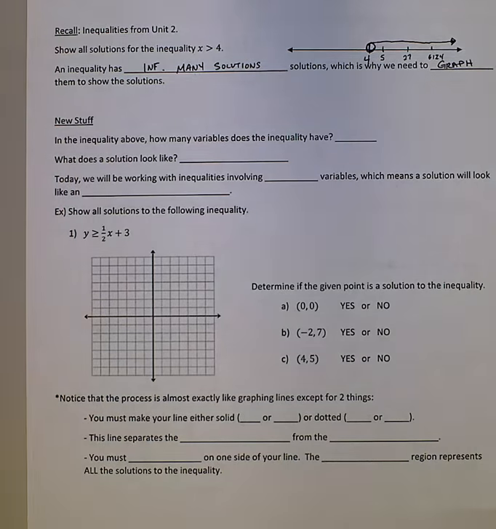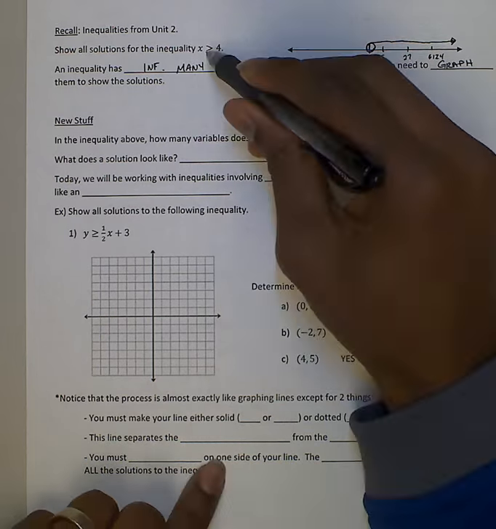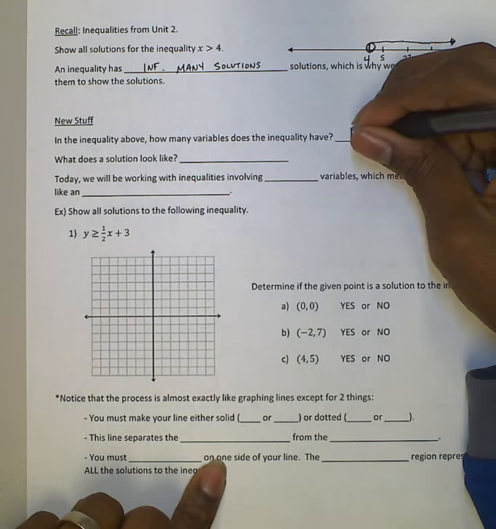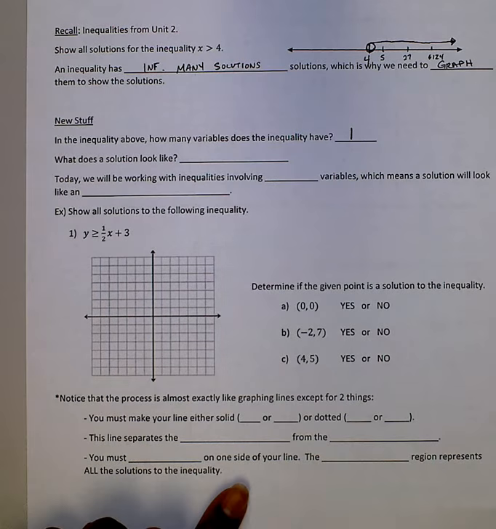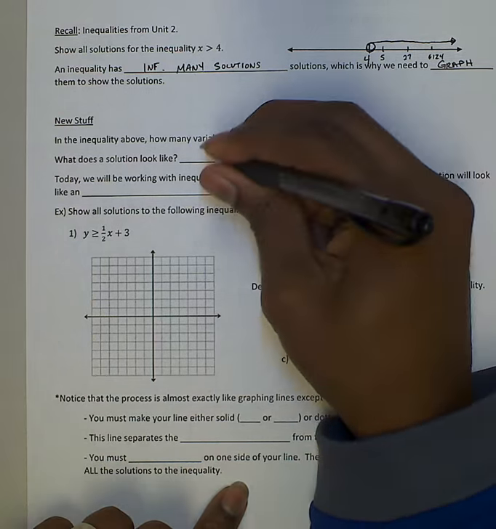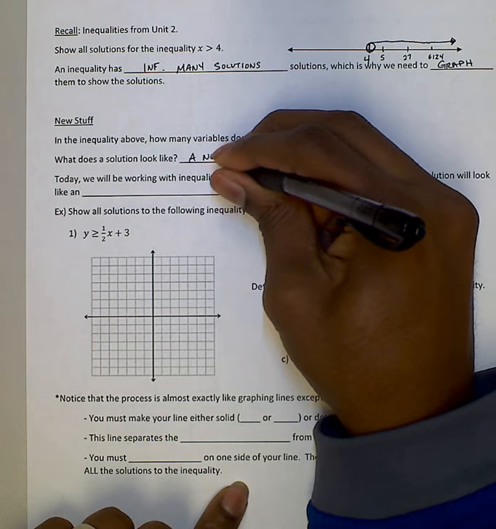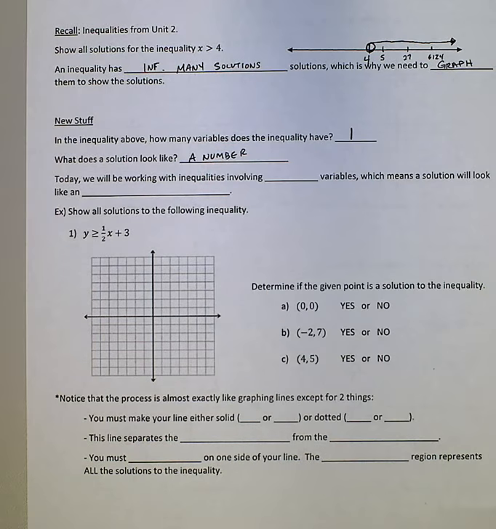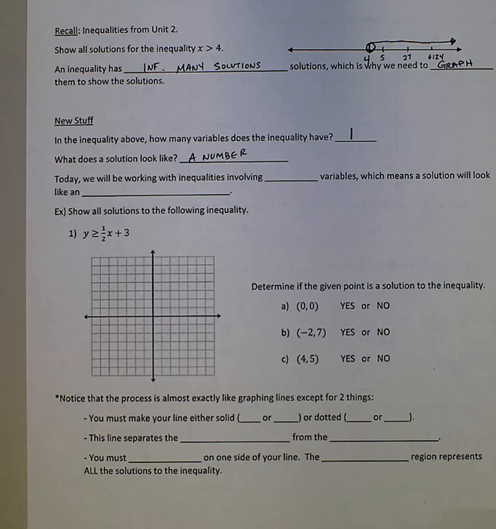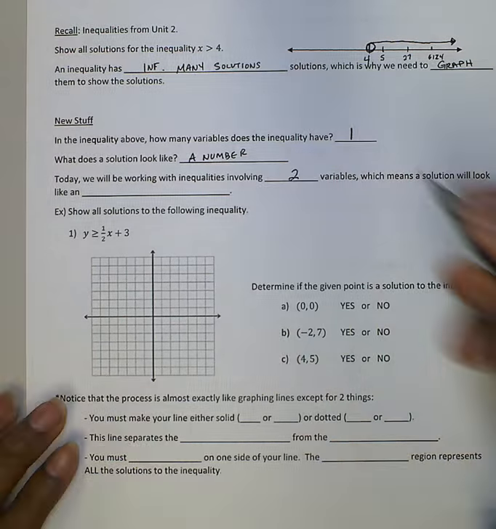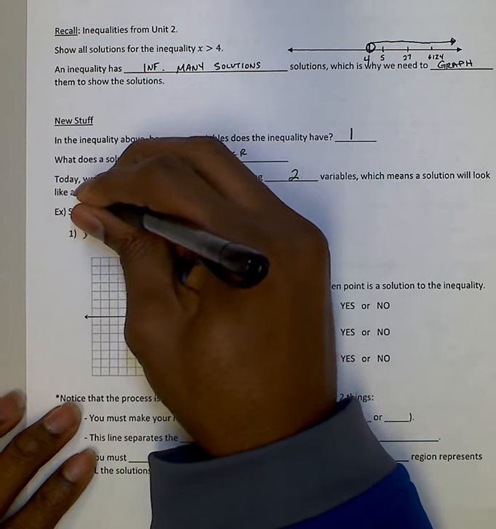All right. In the inequality above, how many variables does the inequality have? Well, it's just x. So 1. And what does the solution look like? It looks like a number. Any of the numbers that I pointed out would be solutions. Today we'll be working with inequalities involving two variables, which means the solution will look like an ordered pair.